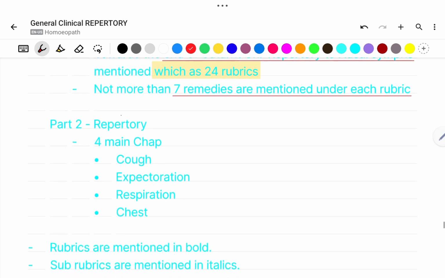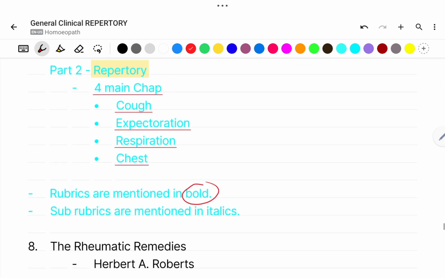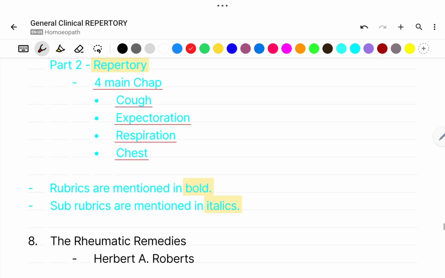Part 2 is the repertory part. It has 4 main chapters: Cough, expectorations, respirations and chest. Rubrics are mentioned in bold and sub-rubrics are mentioned in italics. So here rubrics and sub-rubrics are given in bold and italics respectively.